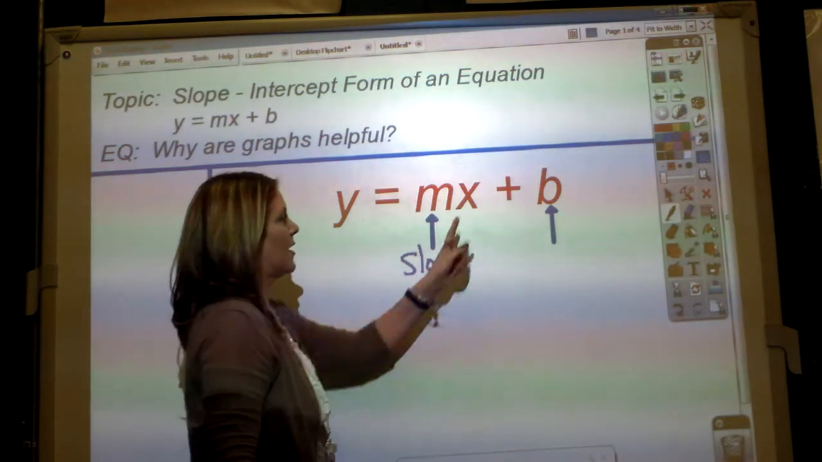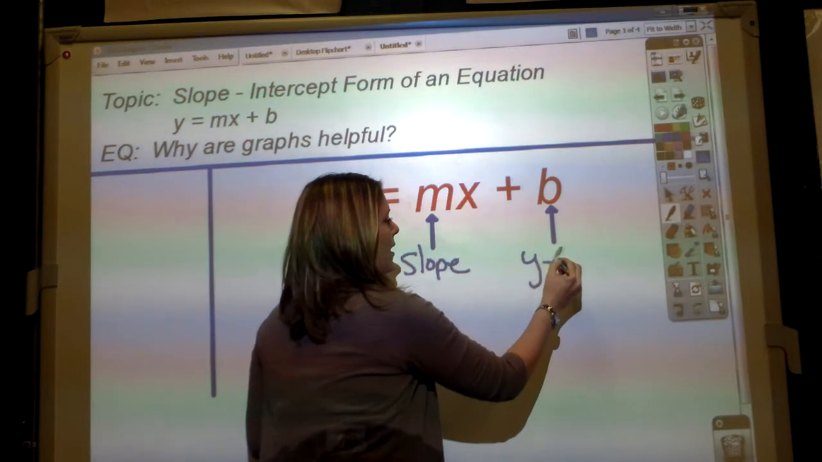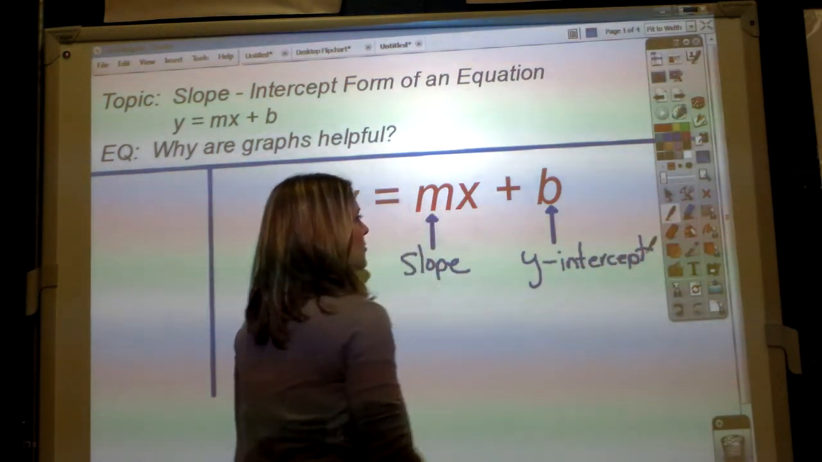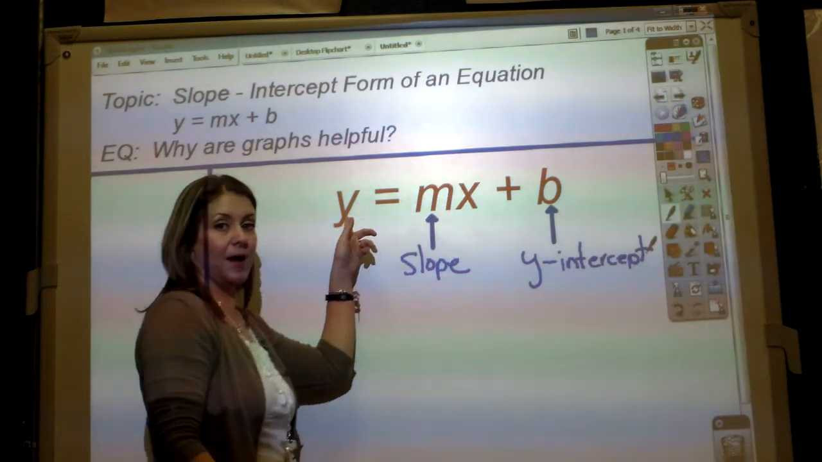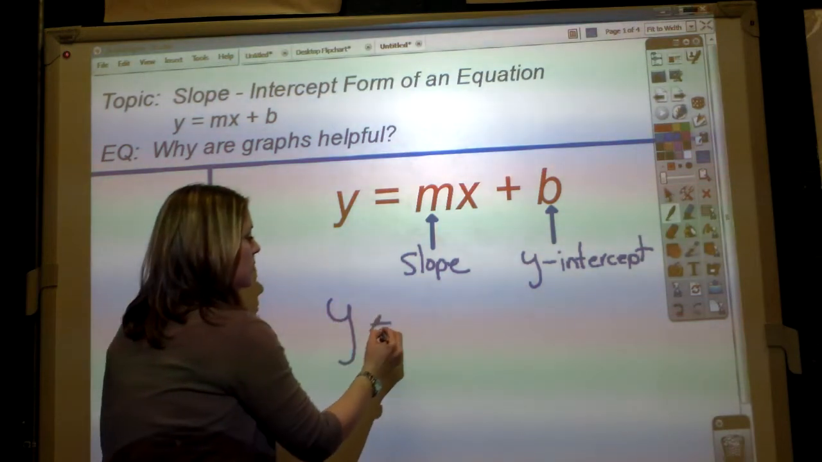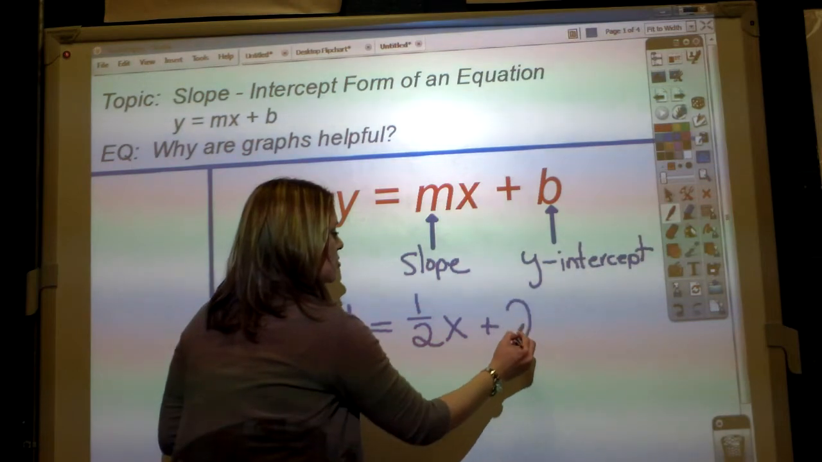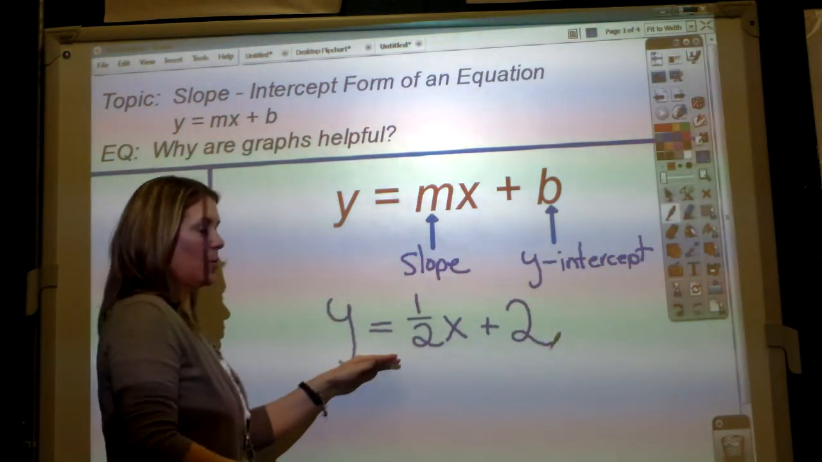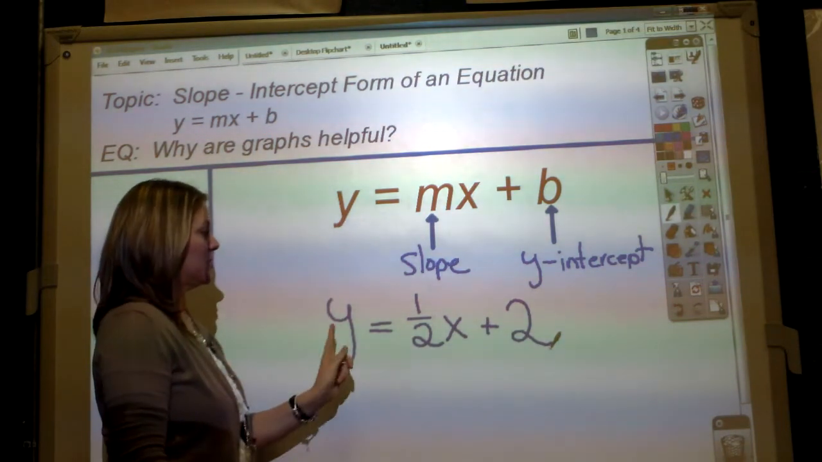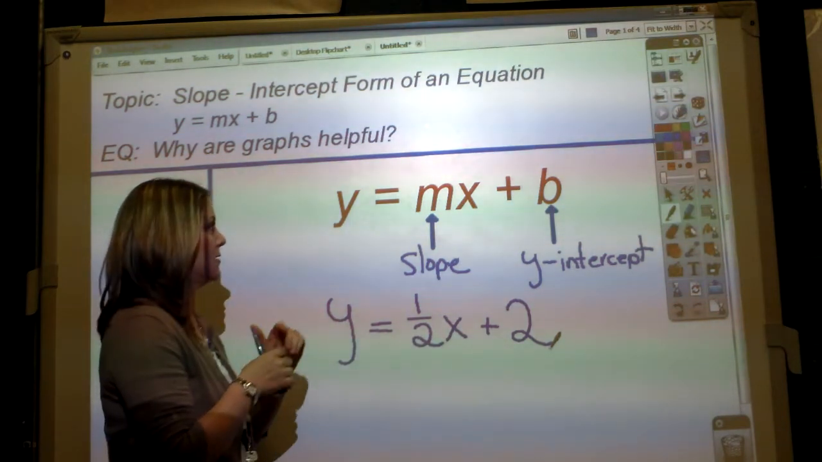And now we've got an addition to this equation. The b value is what we call the y-intercept, and we're going to talk about that in just a minute. So this equation again is going to represent a line on a coordinate plane. If I had the equation y = 1/2 x + 2, this is an equation in slope-intercept form. In order for it to be in slope-intercept form, it has to be solved for y, so y is the only thing on that side.